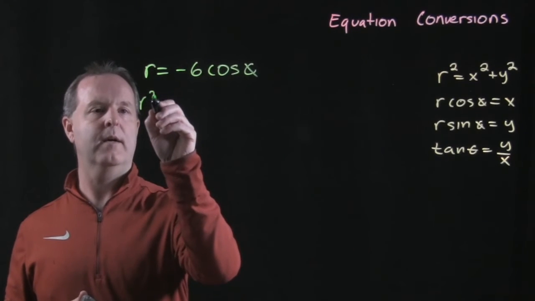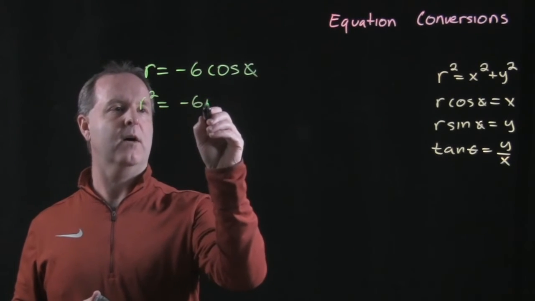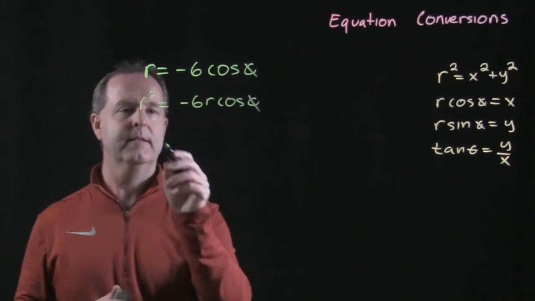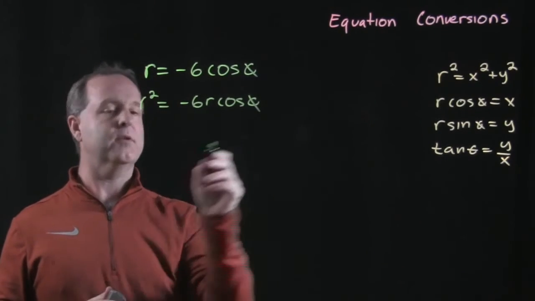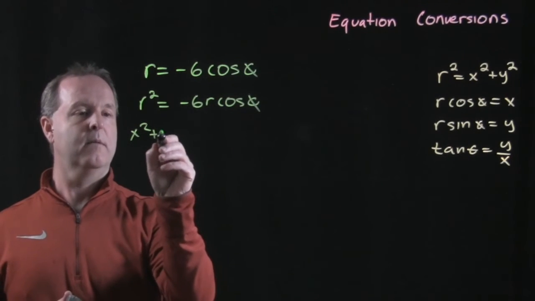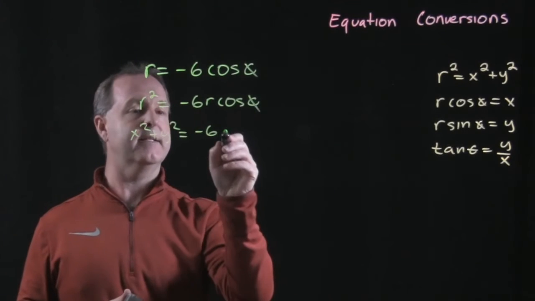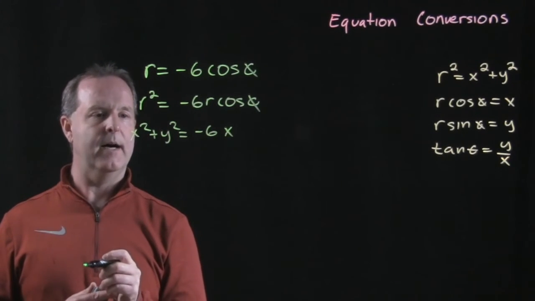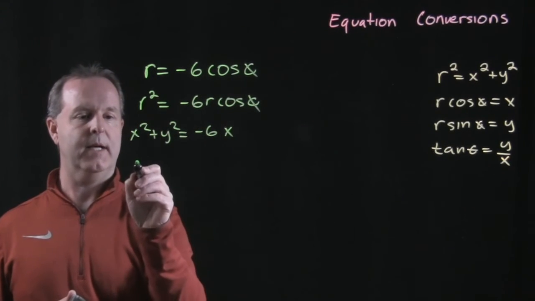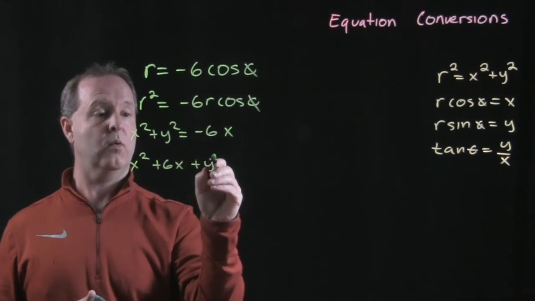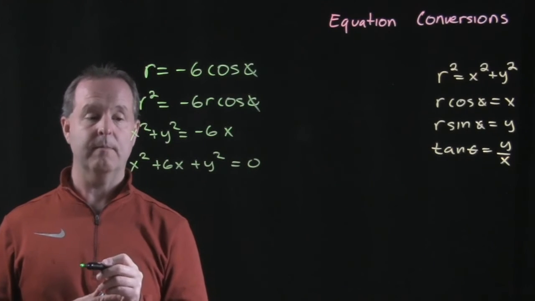For this next one, what we want to do is square both sides. So I have r squared equals minus 6r cosine theta. I like that r cosine theta. So r squared is also x squared plus y squared, which equals minus 6, and r cosine theta is x. Let's go ahead and add 6x to both sides. So x squared plus 6x plus y squared equals 0.